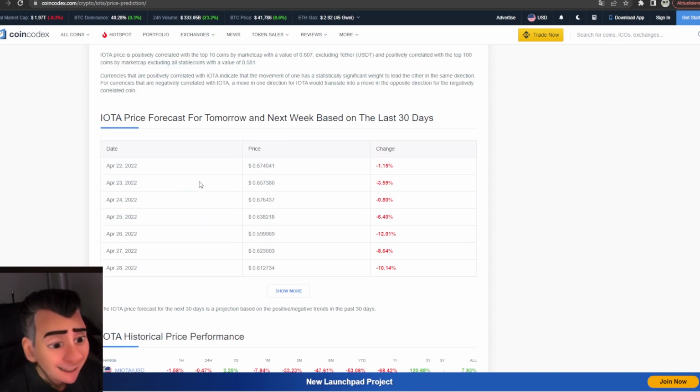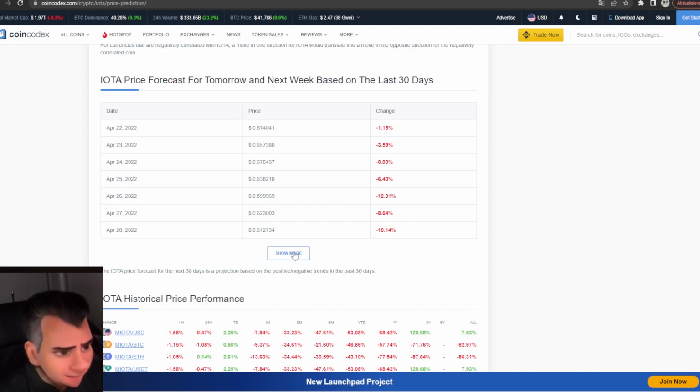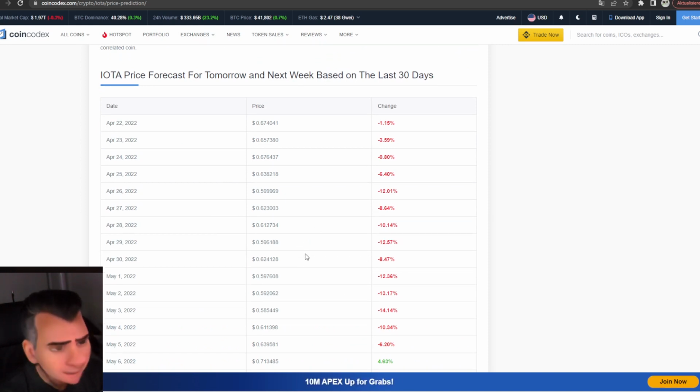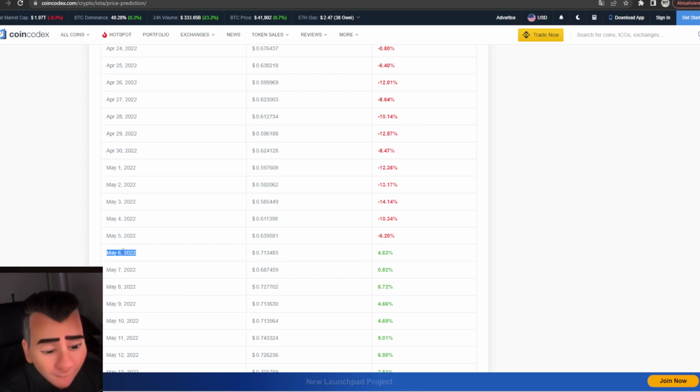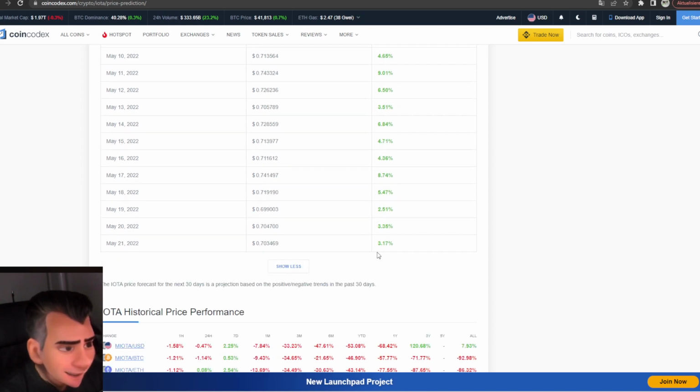Now, before we end it, let me check the 30 days forecast from CoinCodex. Let me click on show more. Everything is red. Everything is red. 60 cents. Maybe we're going down. 60 cents. 60 cents. Okay. And maybe on May the 6th, we will see a trend reversal. 71 cents. A plus of about 4.6 today. Maybe 74 cents. That's nice. And in May we will maybe see not more than 70 cents.